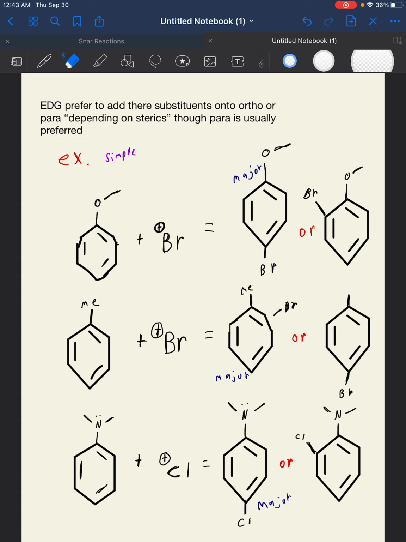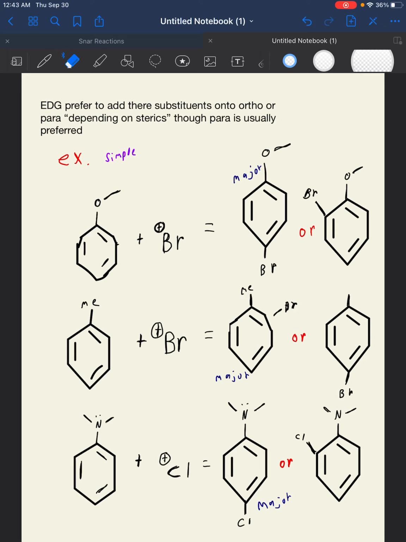Well, electron donating groups prefer to add their substituents onto ortho or para. That's because of those lone pairs being donated into the ring at those positions, making it electron rich at those positions. As you can see, when this oxygen reacts with a Br positive, you would get 2 products. You get one that adds at ortho and one that adds at para. However, due to sterics, Br is less sterically encumbered in the para position compared to oxygen, so it's going to attack at the para position. That's going to be your major product.